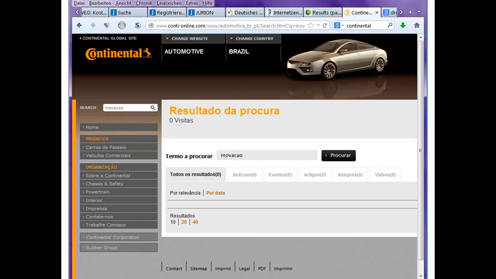Also, what do we have here? Probably a special character problem. Innovation on the Portuguese side here: Inovação. As you may know, there's a special character for the C in Portuguese, and you don't find anything. Innovation should be a term that any company has something to offer on, right? Could be due to special characters.